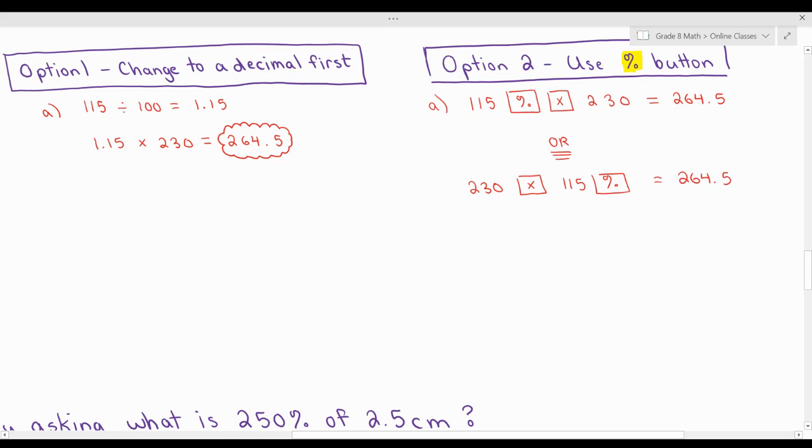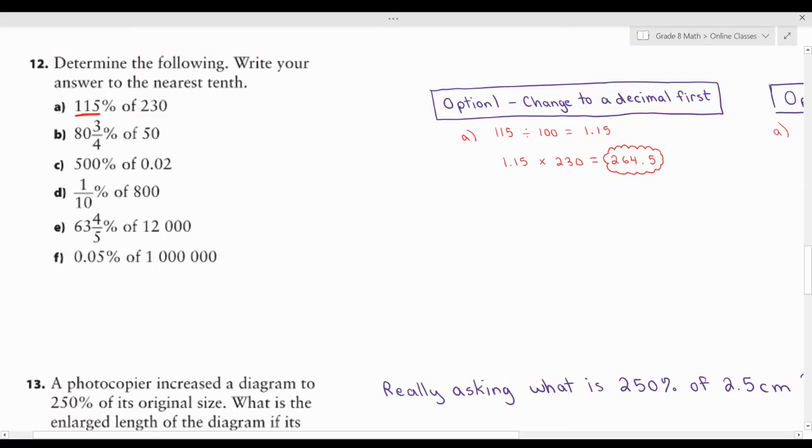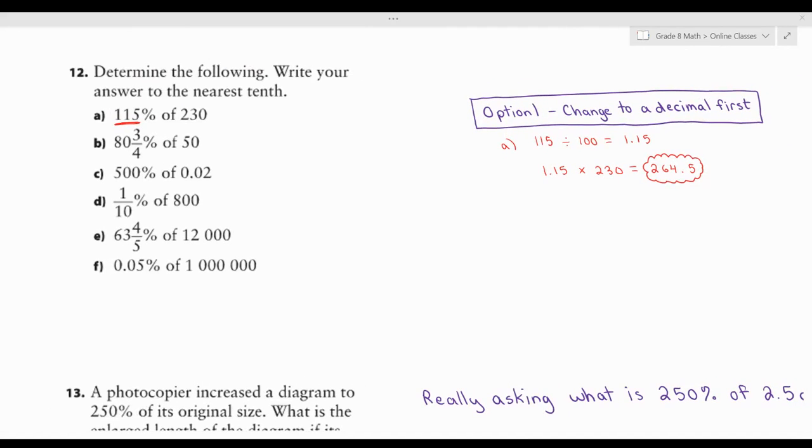So again, if you're not sure where to find this button, or you tried this way and it didn't work, you tried that way and it doesn't work, please let me know. Take a picture of your calculator, send it my way, and I will help you work through that. All right, so for this question, we would say the answer is 264.5.